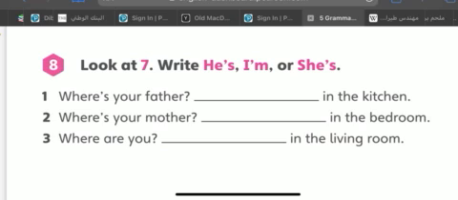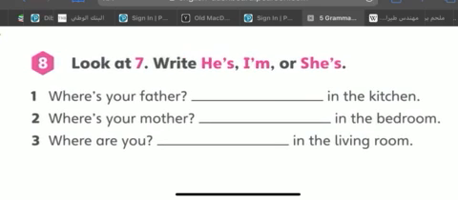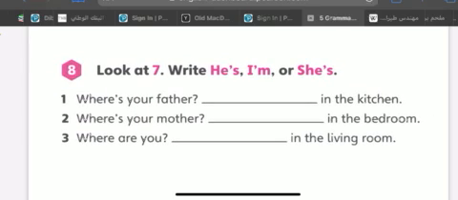Where's your father? Let's write in the first blank: he's in the kitchen. He's in the kitchen. Yalla, right. He's in the kitchen. Where's your father? Repeat after me. He's in the kitchen.